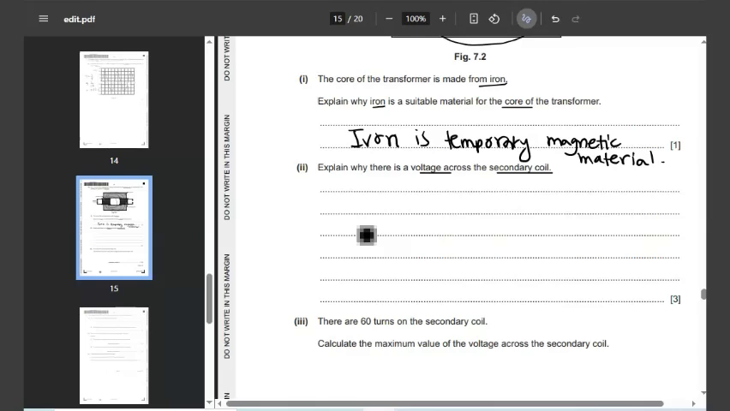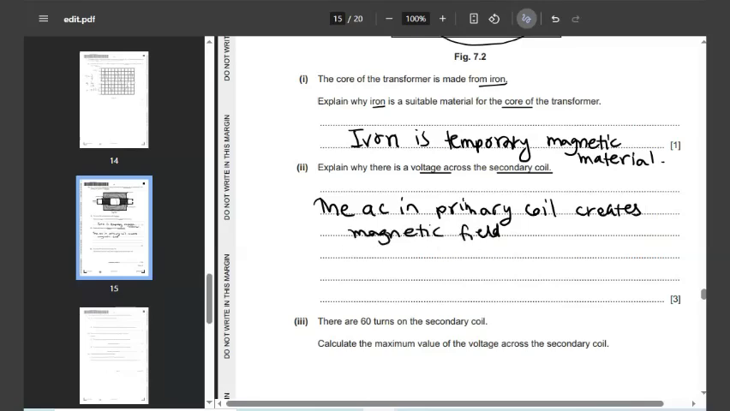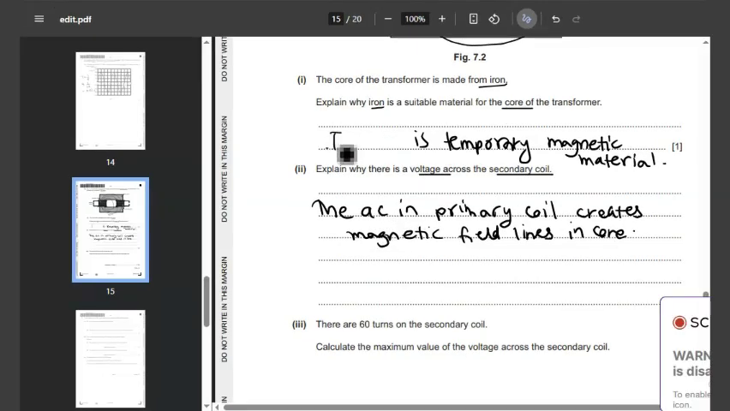Therefore we can write, the alternating current in the primary coil is creating magnetic field lines in the core. And these magnetic field lines are cutting the secondary coil, and this leads to induced EMF or voltage in the coil.